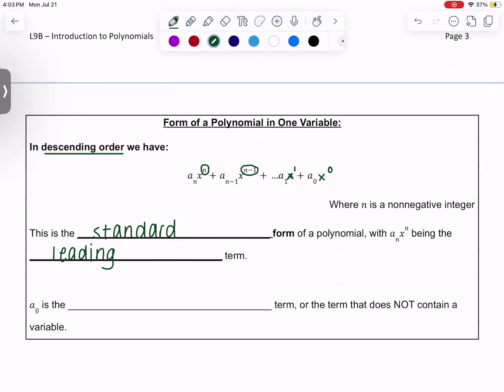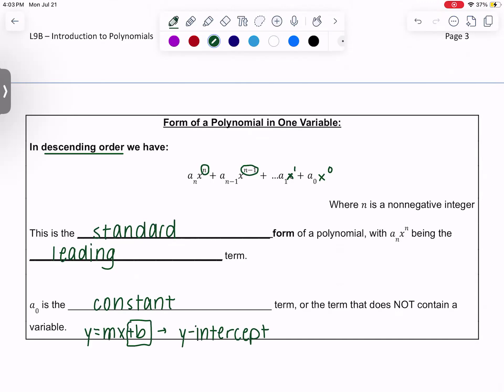A0, a-naught, is the constant term, or the term that does not contain a variable. We've seen that before in y equals mx plus b. The b value is the constant. It's the y-intercept.